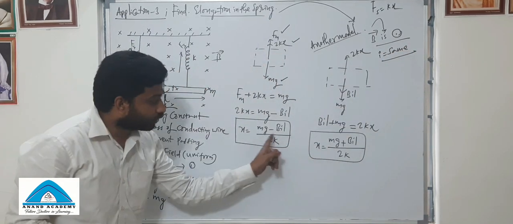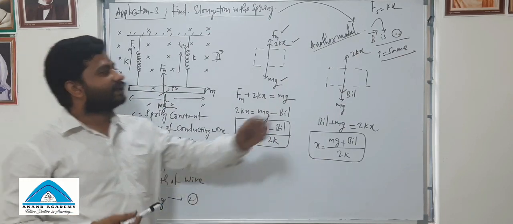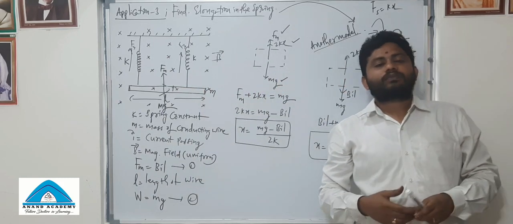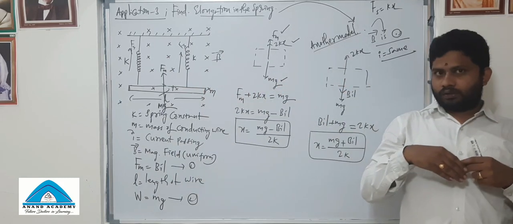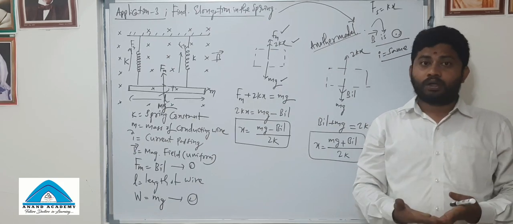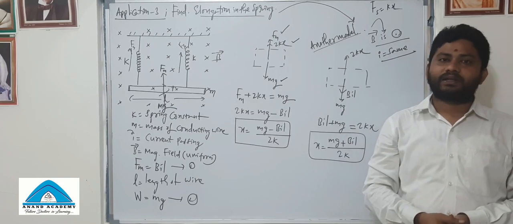See the change. A lot of changes happen here, right? Sometimes the current direction will also be changed. So you should use the right hand palm rule, or the vector product of L bar and B bar, or Fleming's left hand rule to find the direction of that particular magnetic force.